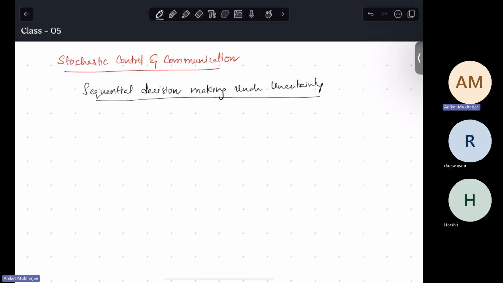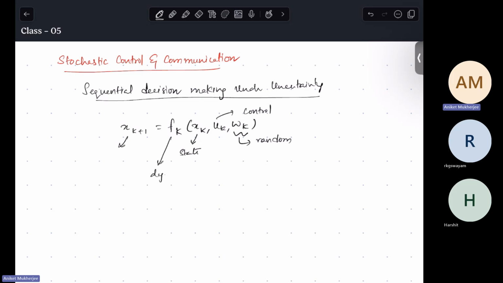We were looking at problems which had a form of the system such that the system trajectory evolved as x_{k+1} = f_k(x_k, u_k, w_k), where w_k was random, u_k was your control action, and x_k was your current state. x_{k+1} was your future state, and f_k is your system dynamics.